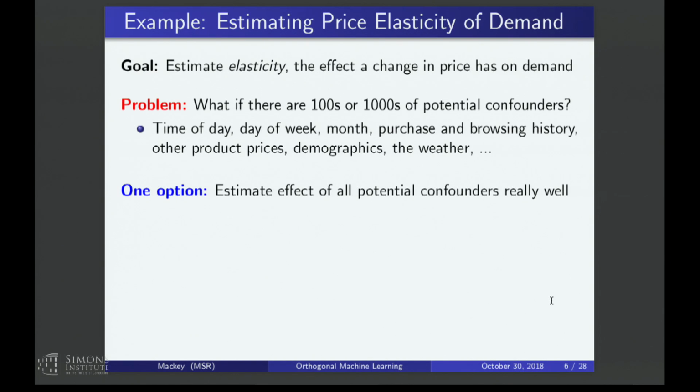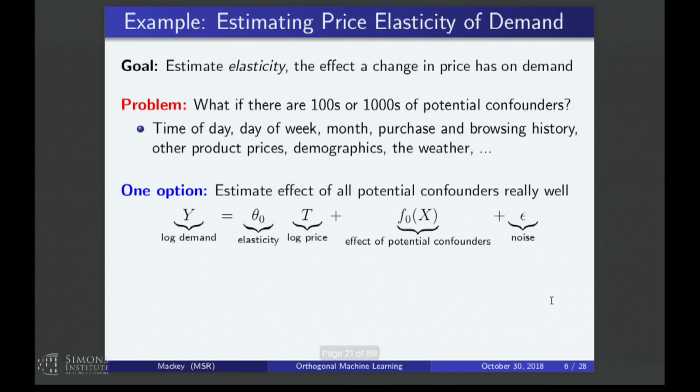So that's option 1. Here again is our regression model. We have our log demand y, we have our log price t. We care about the elasticity, but now we have all of these other confounders, that's this whole vector x, and they have some effect on the log demand. We'll call that f0. This is some function relating the confounders to the outcome that we don't know, but in some sense we have to care about because it affects the answer.